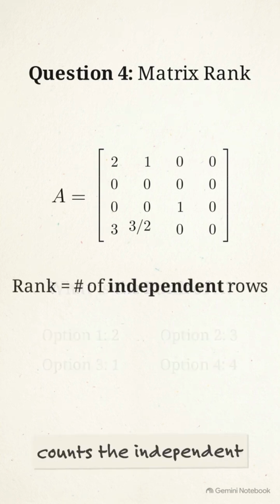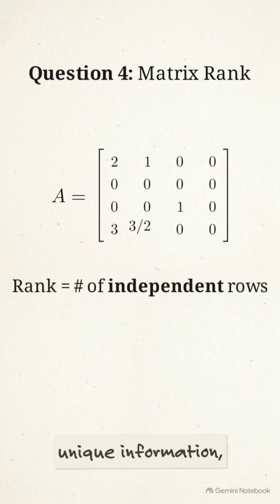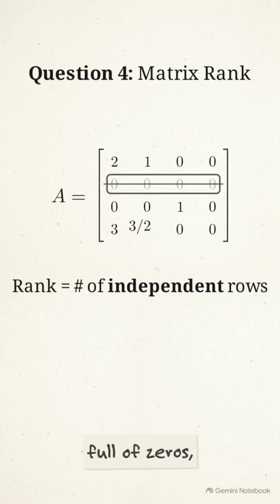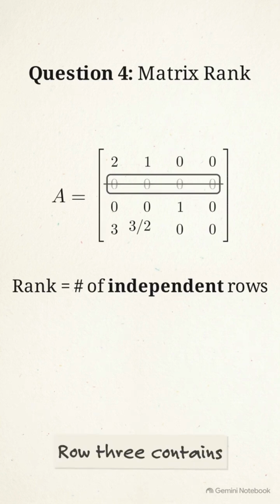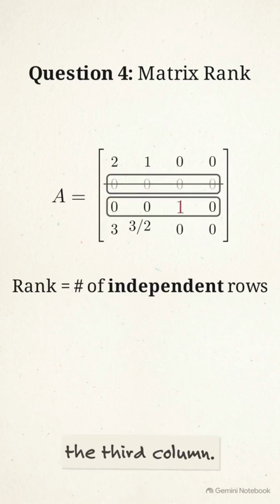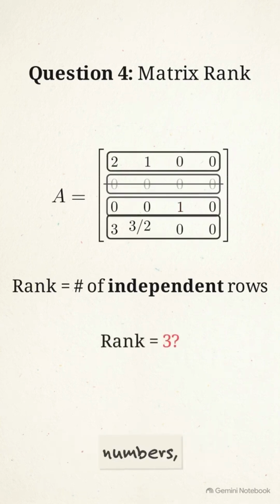Matrix rank simply counts the independent rows containing unique information after all redundancies are cancelled out. Looking at our matrix, row 2 is already full of zeros, providing no information. Row 3 contains a unique 1 in the third column. But look at row 1 and row 4. Both have non-zero numbers, tricking you into guessing the rank is 3.